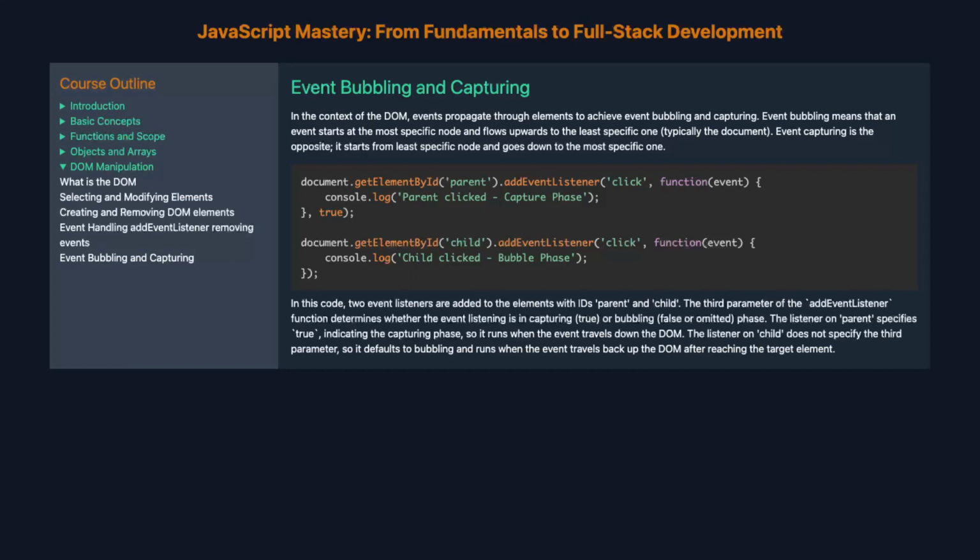In this code, two event listeners are added to the elements with IDs parent and child. The third parameter of the addEventListener function determines whether the event listening is in the capturing phase, true, or the bubbling phase, false or omitted. The listener on parent specifies true, indicating the capturing phase, so it runs when the event travels down the DOM. The listener on child does not specify the third parameter, so it defaults to bubbling and runs when the event travels back up the DOM after reaching the target element.